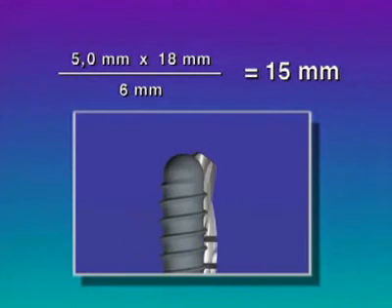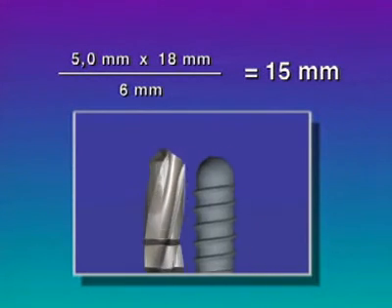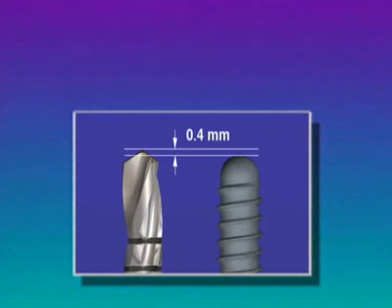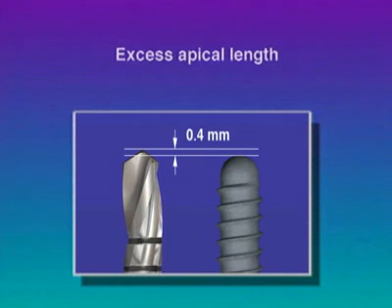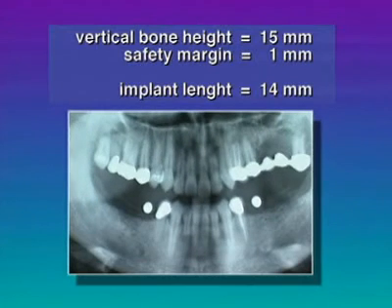This calculated value should not, however, be understood as being equivalent to the length of the implant, since the tip of the drill exceeds the insertion depth of the implant by 0.4 mm. It is therefore necessary to keep a safety distance of 1 to 2 mm from anatomically critical structures like the maxillary sinus or the mandibular canal.